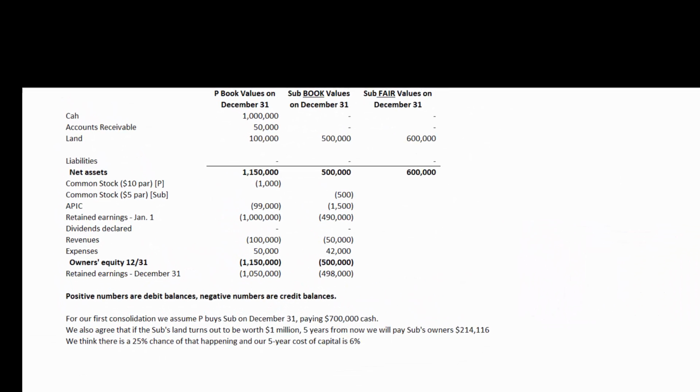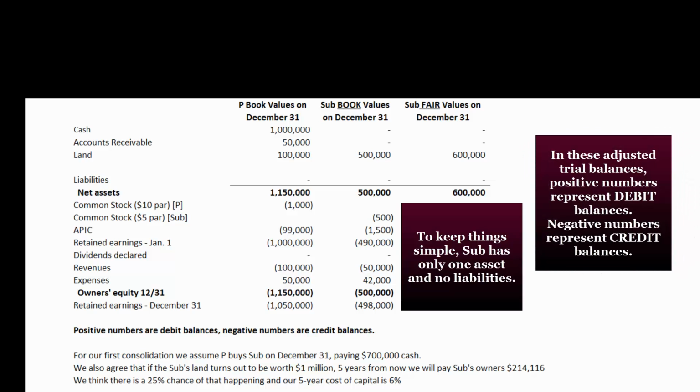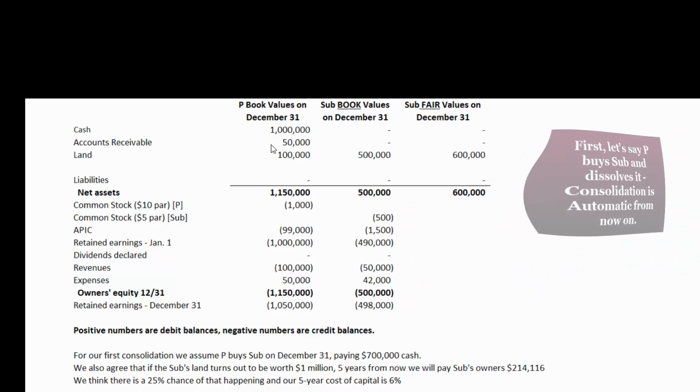So let's try to do a real simple example. This is P. They're going to buy Sub. Sub is a real estate consulting firm that's fallen on hard times. They used to be the darlings of the market, and now all they got left on their books is some land. And so P comes along, and let's say they're going to do a statutory merger.